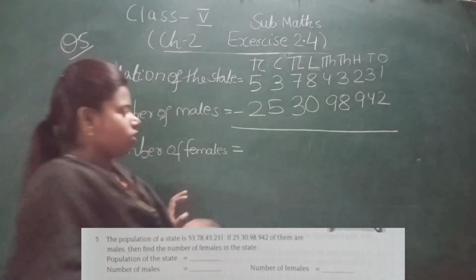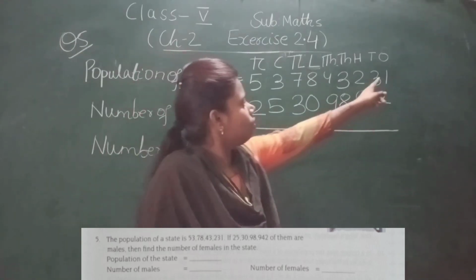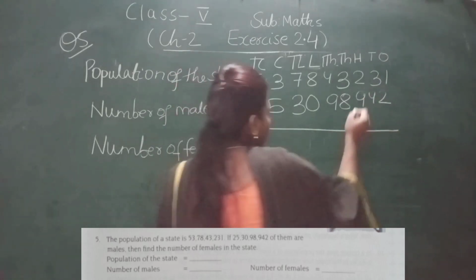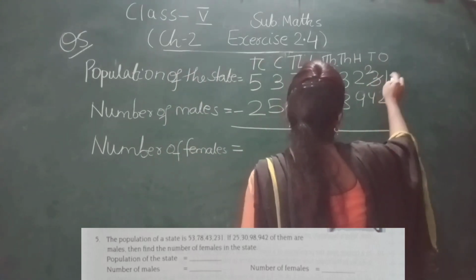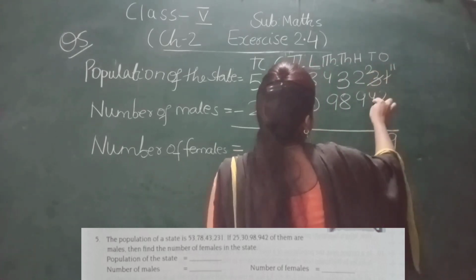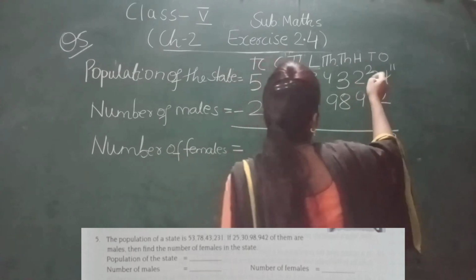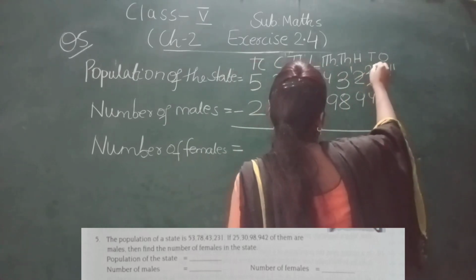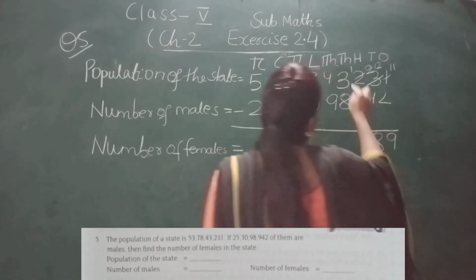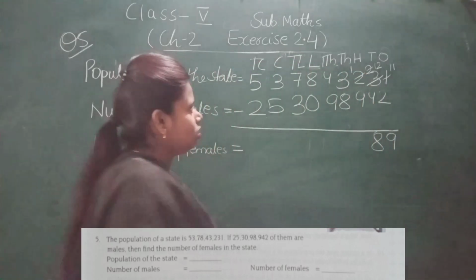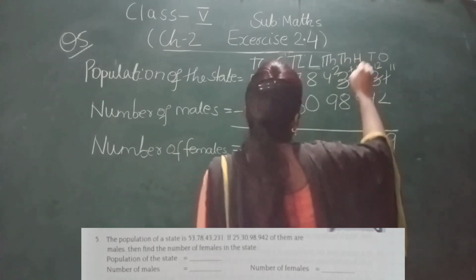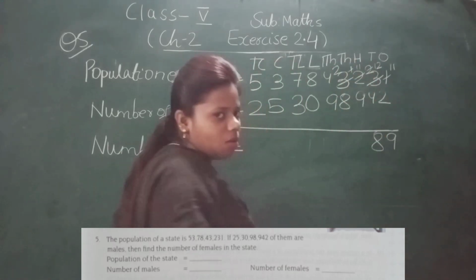Now let's subtract. 1 minus 2. From 1 we cannot subtract 2, so 1 will take 1 borrowing from this 3. 3 will become 2 and 1 will become 11. 11 minus 2 is 9. From 2 we cannot subtract 4, so 2 will take borrowing from this. This 2 will become 1 and this 2 will become 12. 12 minus 4 is how much? 8. Now from 1 we cannot subtract 9, so 1 will take 1 borrowing from this 3. 3 will become 2 and this 1 will become 11. 11 minus 9 is how much?